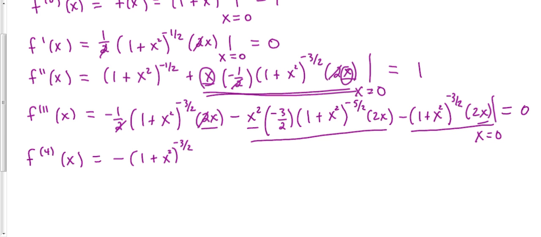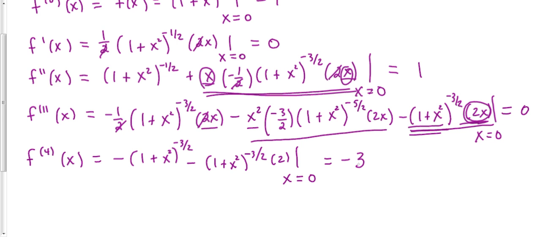This term, as long as I leave this first, so I'm going to have negative (1 plus x squared) to the negative 3 halves, and then I'm going to multiply it by the derivative of this, which is just going to be 2. But when I take this times the derivative of this part, I'm going to end up with x's. So it's just not worth it to write it down. And I'm going to evaluate this at x equals 0. And when I substitute all of that in, I'm going to get negative 3.